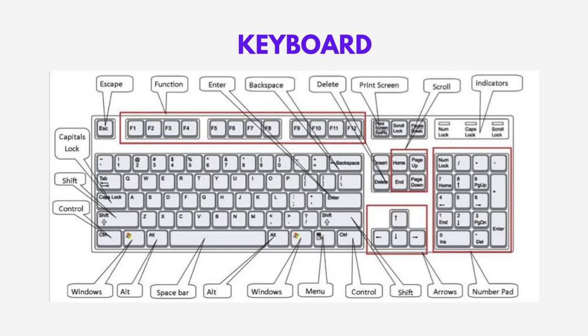The keyboard. On the keyboard, you can see the various keys, from the escape, function, the enter key, the backspace, the delete, the print screen, the scroll, the indicator keys. You have the capital, which is the caps lock. We have the shift, we have the control, we have the window button, we have the alternate, we have the space bar, we have windows again, and then we have menu, control, shift, the arrow buttons, and also the number pad.